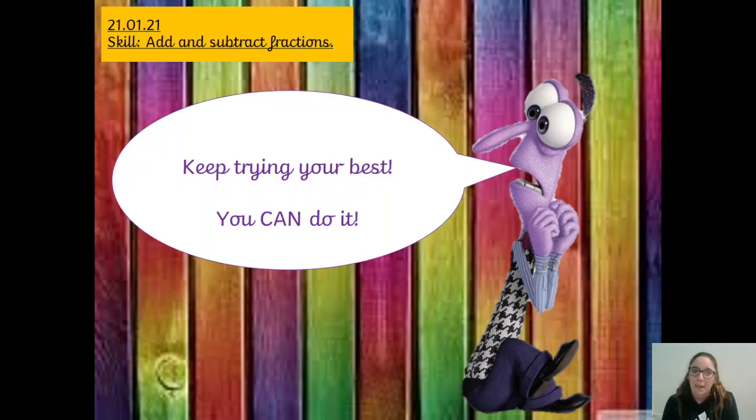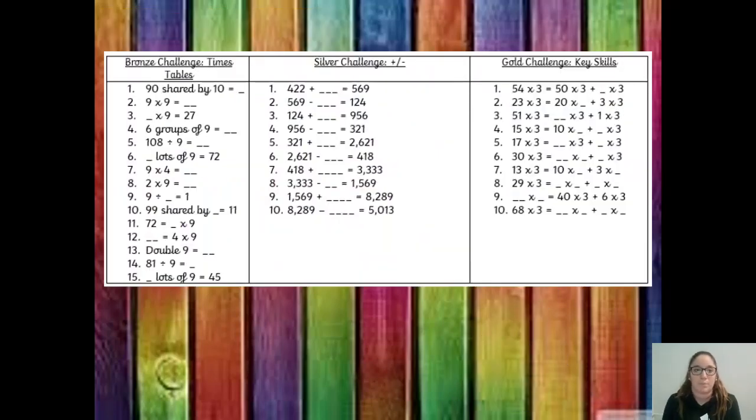Okay, so back to maths then. We have got your arithmetic today, which is your bronze challenge, your 9 times tables. You've got the silver challenge, which is balancing calculations. So for instance, your first one, 422 plus something equals 569. To do that, you'll need to subtract 422 from 569, because you're finding the inverse.